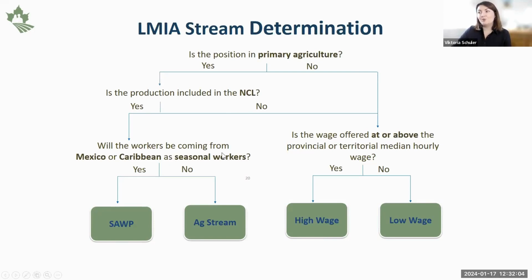yes, then we ask ourselves, will the workers be coming from Mexico or the Caribbean as seasonal workers? If yes, it could be the Seasonal Agricultural Worker Program. If we are not hiring workers from Mexico or Caribbean countries, it should be the agricultural stream. If the position is not in primary agriculture, we'll look at the wage, and the wage determines whether it's a high wage or low wage stream.